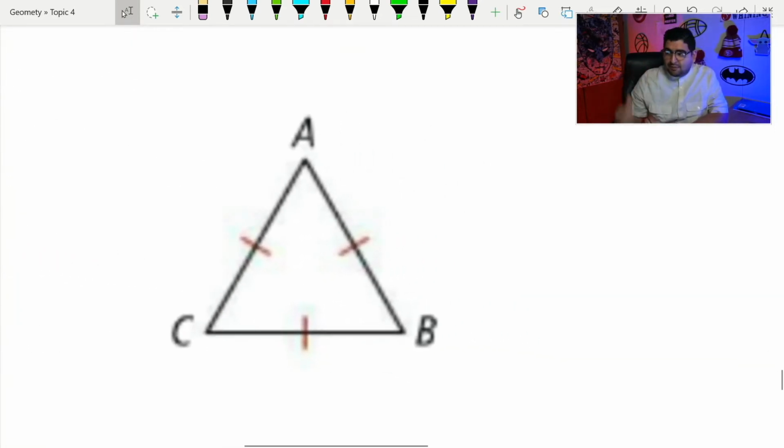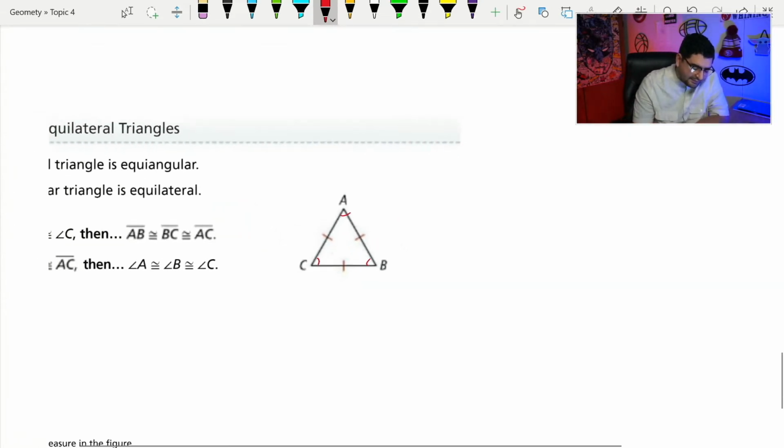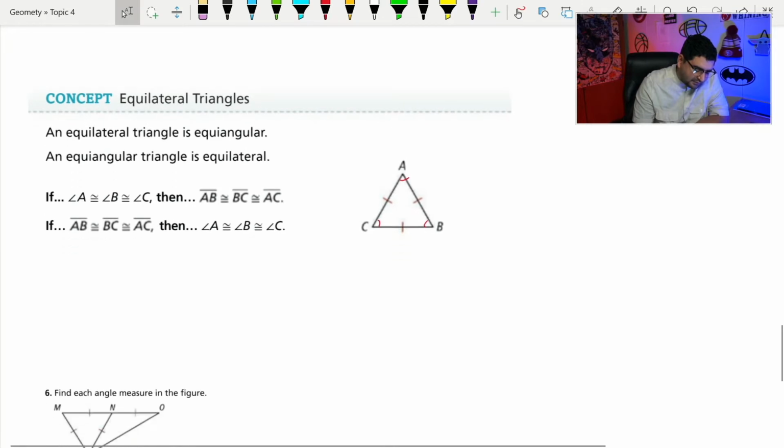So here's an example of an equilateral triangle. All the side lengths are congruent, but we also know that all of these angles, C, B, and angle A, are also equal. It's like the perfect triangle, okay? So let's go ahead and look at a couple problems where we can use this.